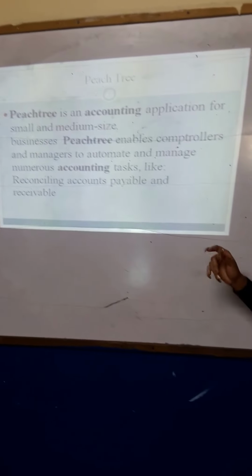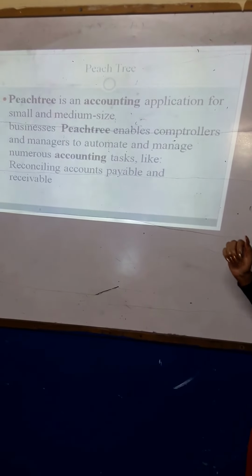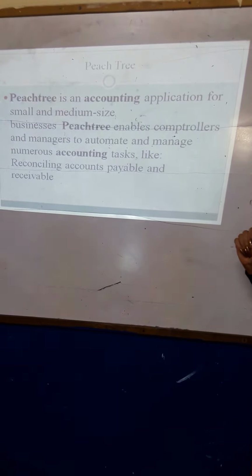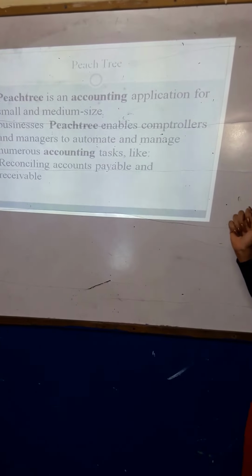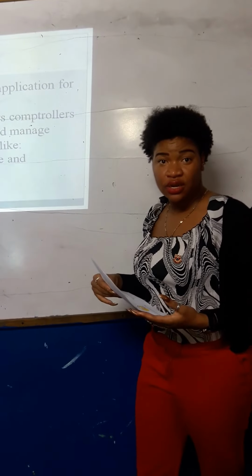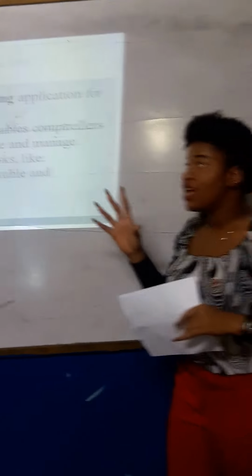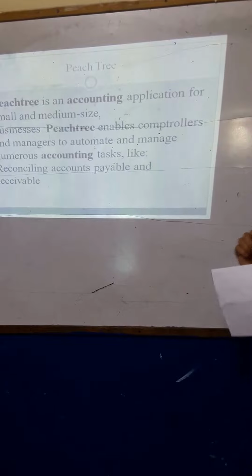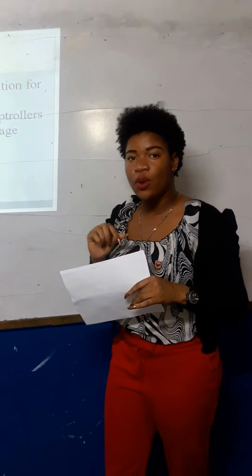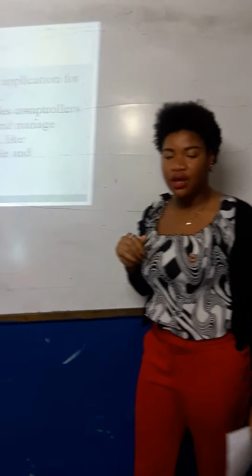Peachtree. Peachtree is an accounting application for small and medium-sized businesses. Peachtree enables controllers and managers to automate and manage numerous accounting tasks, like reconciling accounts payable and receivables. So, a business can use their computers along with their smartphones and tablets in order to manage and customize the business. As in, the managers can easily tap with just the touch of a button and see what is going on with the company's financial accounting with the Peachtree software. Let's move on.